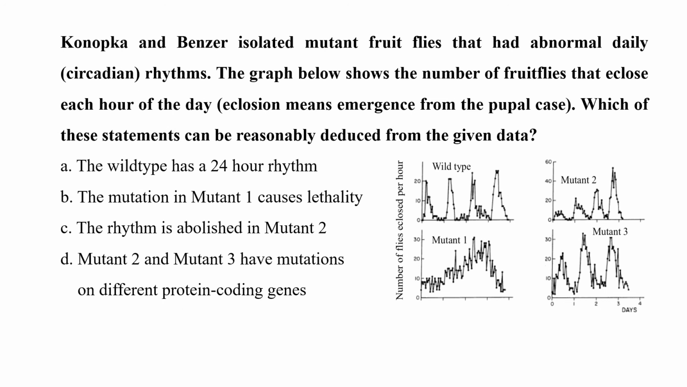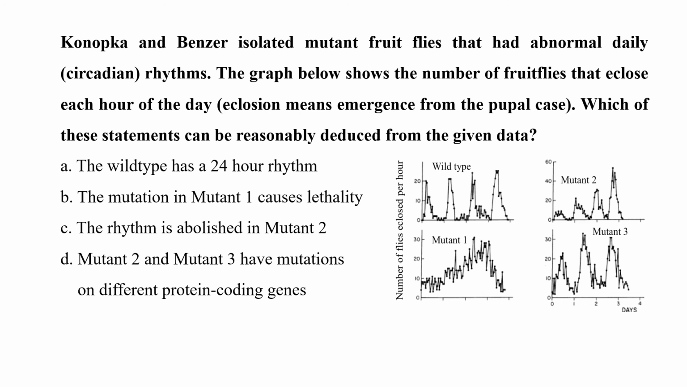Konopka and Benzer isolated mutant fruit flies that had abnormal daily circadian rhythms. The graph below shows the number of fruit flies that eclose each hour of the day. Eclosion here means emergence from the pupal case. Which of these statements can be reasonably deduced from the given data? A. The wild type has a 24-hour rhythm. B. The mutation in mutant 1 causes lethality. C. The rhythm is abolished in mutant 2. D. Mutant 2 and mutant 3 have mutations in different protein-coding genes.